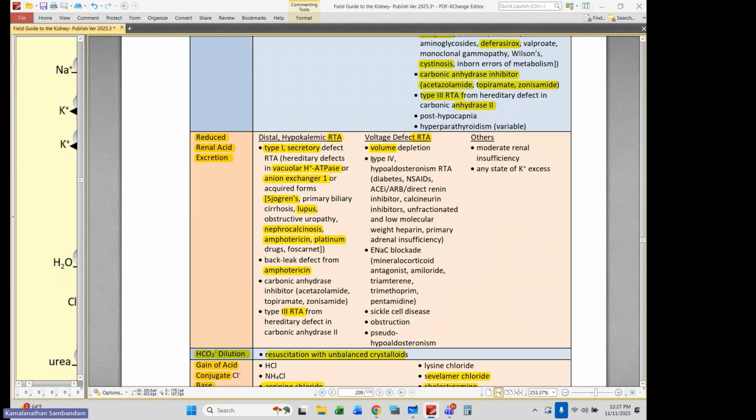All right, so type 4 RTA you can sort of think of as a voltage defect. The defect in this case is the low aldosterone, right? With low aldosterone, I cannot generate that lumen negative potential difference maximally to achieve maximal proton secretion, okay? And that carries a specific context. Normally, those patients have mild to moderate CKD and acidosis that is disproportionate to the degree of CKD. They're classically diabetics. Non-steroidals would be another instance in which I have hyporeninemic hypoaldosteronism.